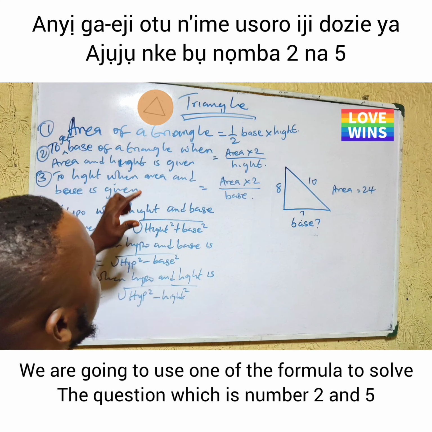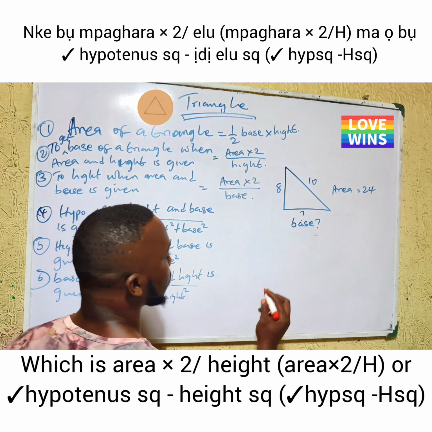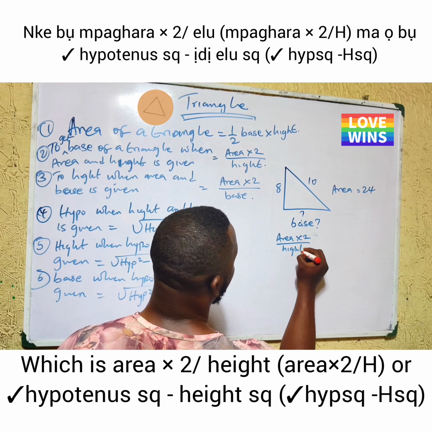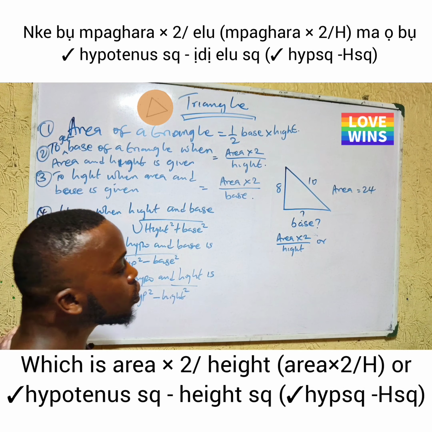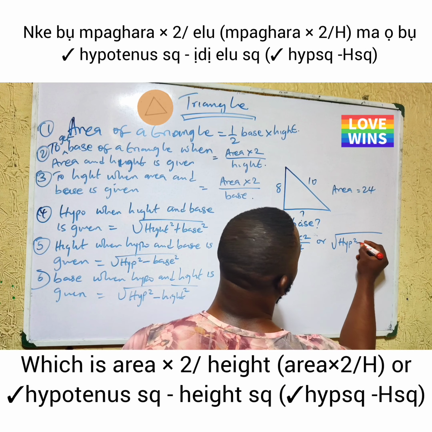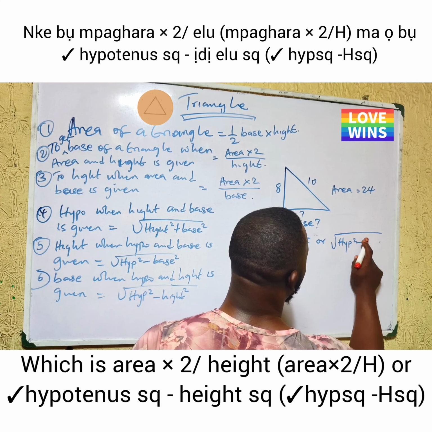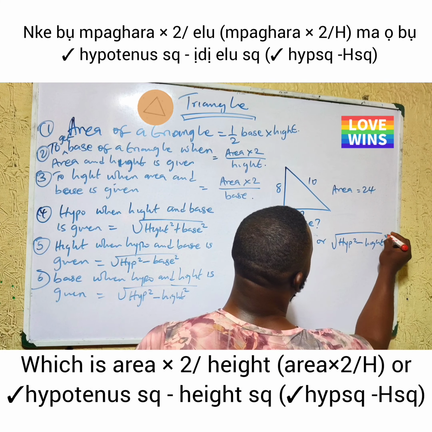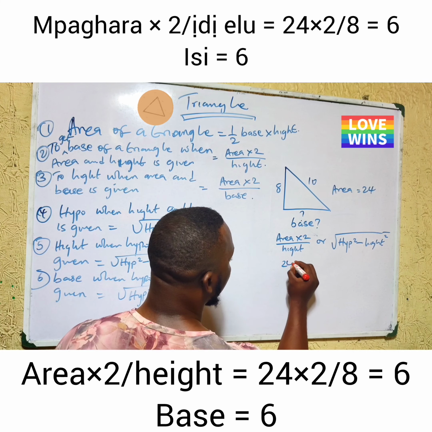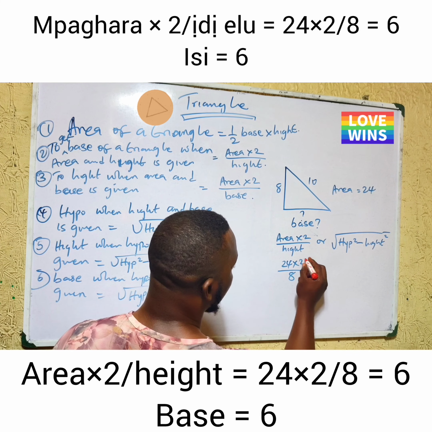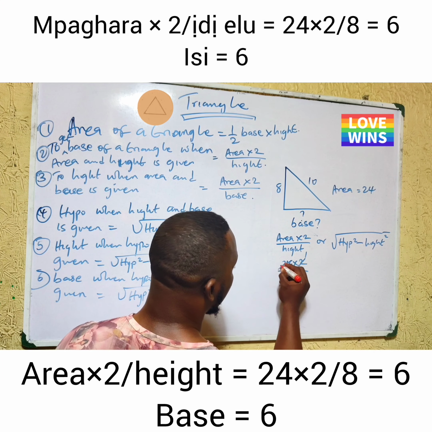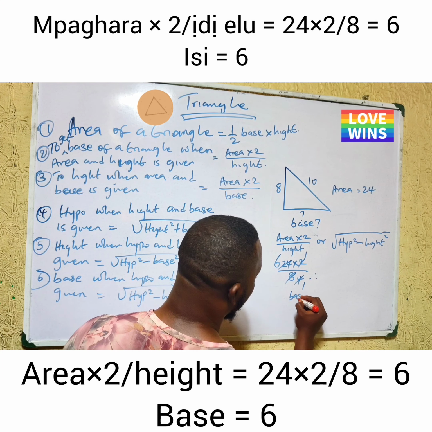We are going to use one of the formulas, which is area times 2 all over height, or we can use hypotenuse square minus height square. Okay, let's be fast with our solving. The area is 24, times 2, all over the height, which is 8. 24 times 2 is 48, divided by 8 gives you 6. Therefore the base is equal to 6.